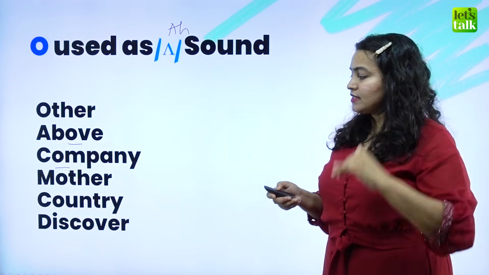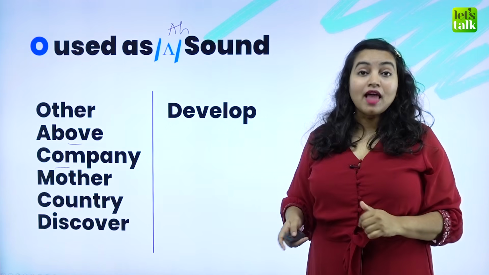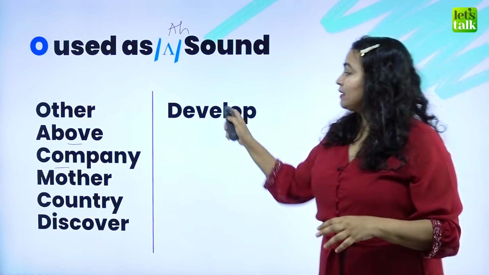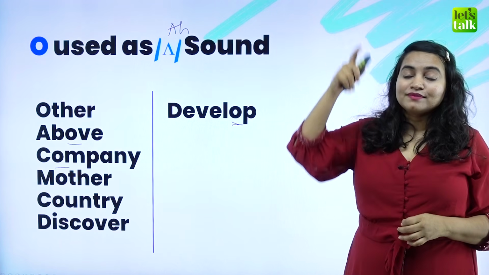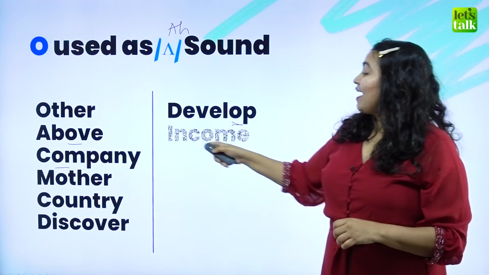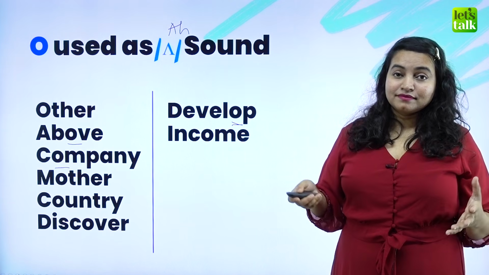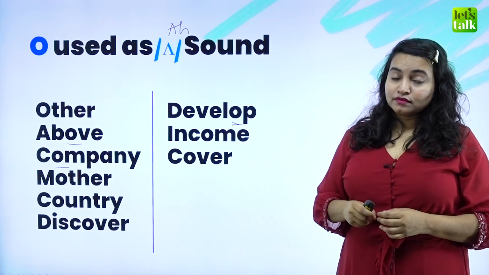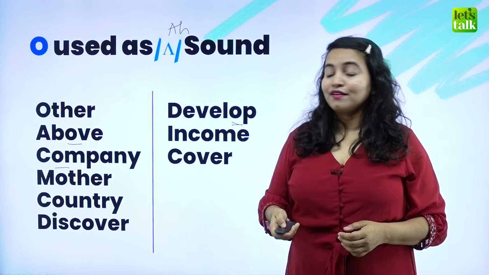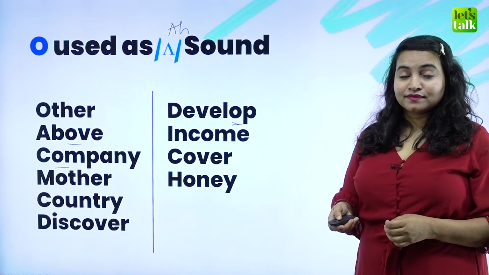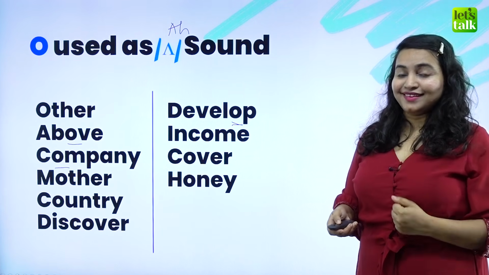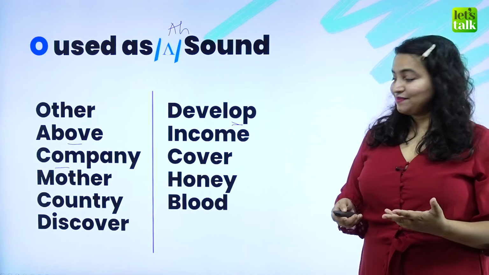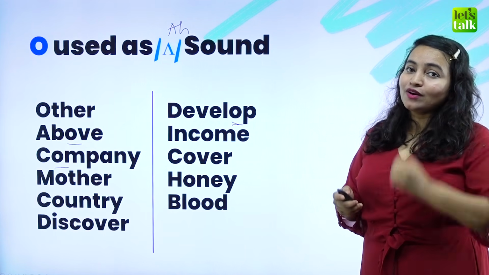Discover, not discover, cover. Okay, say this after me, the next word. Develop. Now this is a word that people make a mistake very often in. You simply say develop, develop. And then you have income, income. Another word, cover, cover with the ah. Honey. Honey. And the next word, blood. Blood.